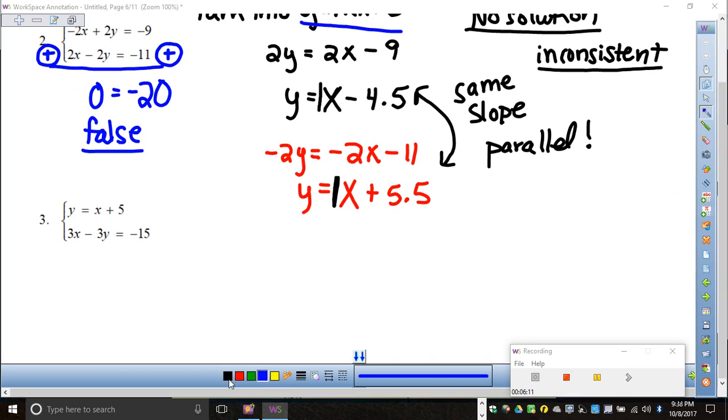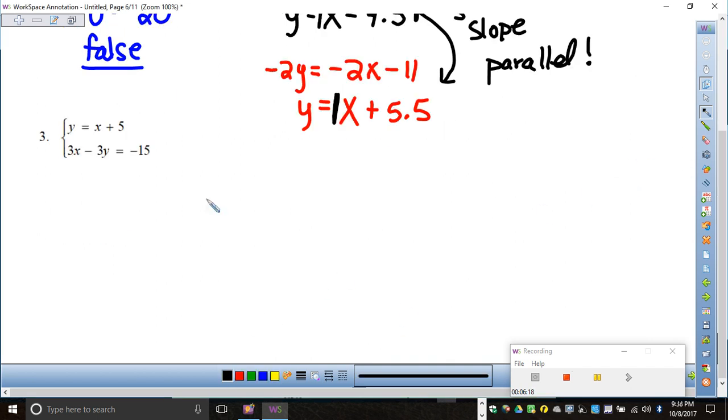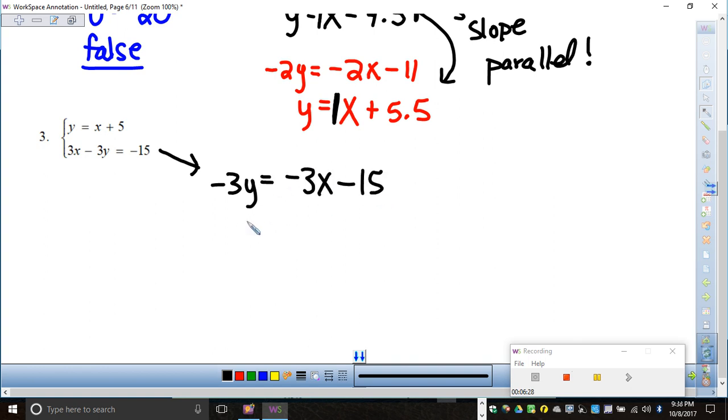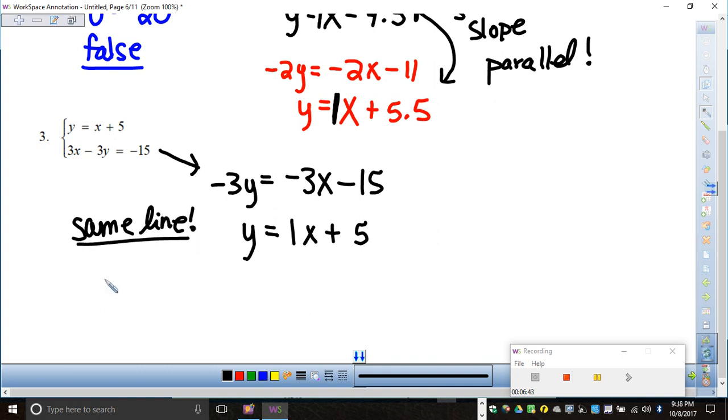Okay, for the next one, number 3, so I would probably still think about putting the second equation in slope-intercept form. The first equation is all ready to go. So let's start by subtracting 3x from both sides, and then divide everything by negative 3. Look, it's the same equation, x plus 5, x plus 5. So because it is the same line, it's an infinite number of solutions, and we call that situation dependent.